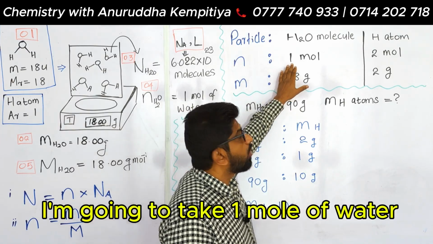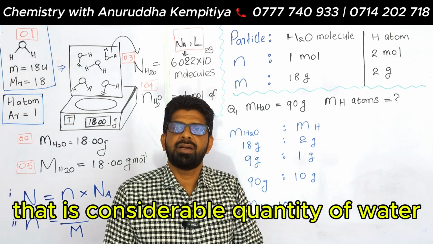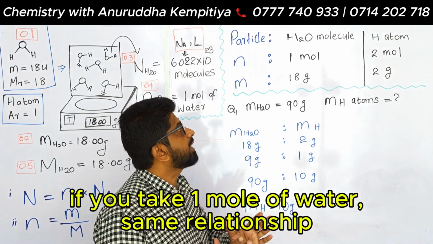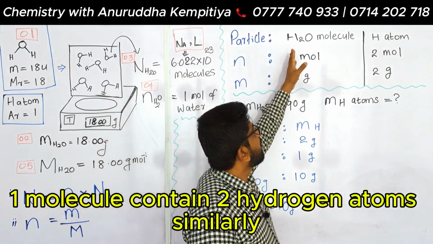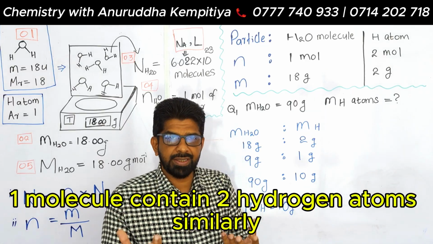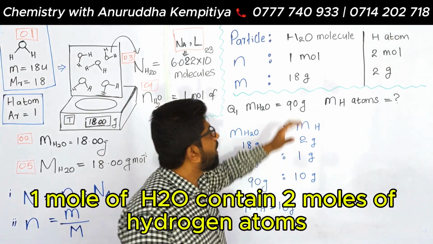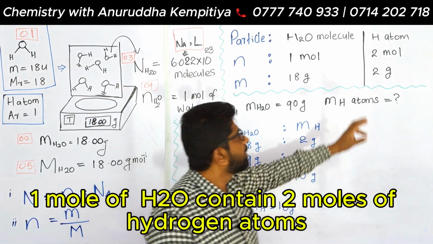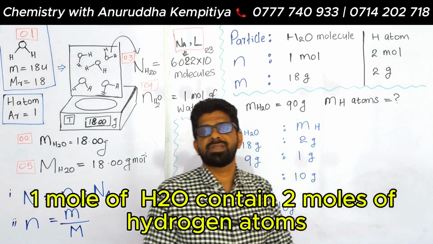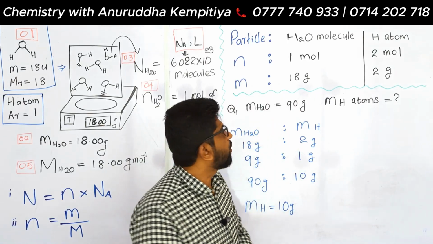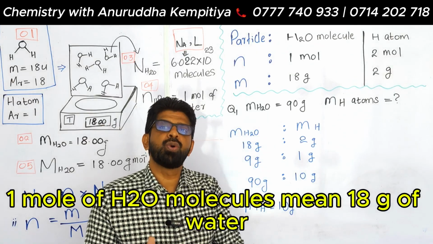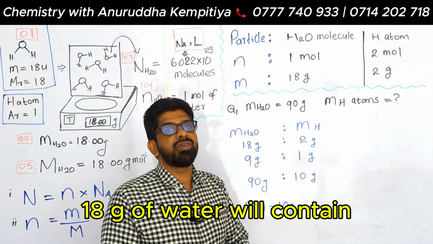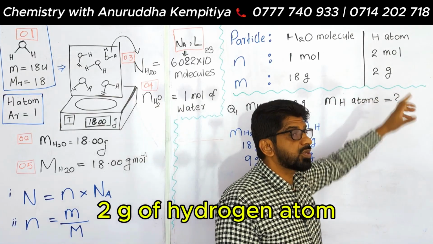I'm going to take 1 mole of water, that is a considerable quantity of water. If you take 1 mole of water, the same relationship holds. 1 molecule contains 2 hydrogen atoms. Similarly, 1 mole of H2O contains 2 moles of hydrogen atoms. And also 1 mole of H2O molecules means 18 grams of water. 18 grams of water will contain 2 grams of hydrogen atoms.